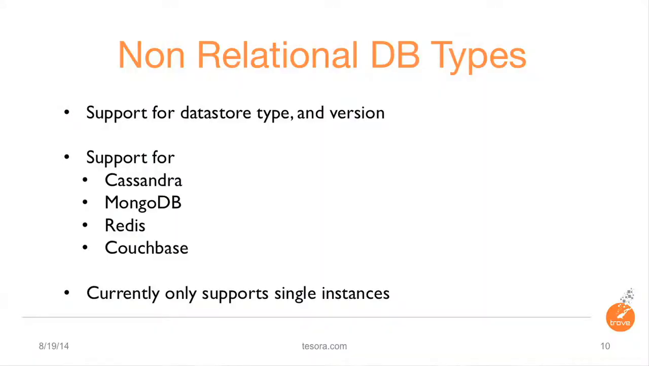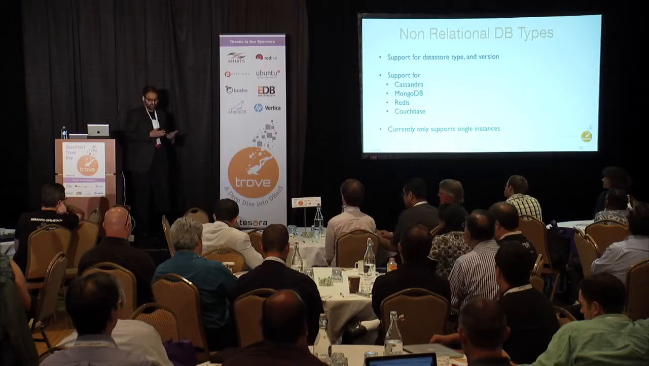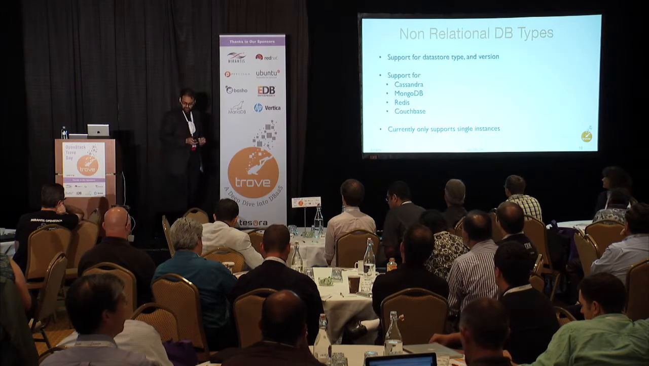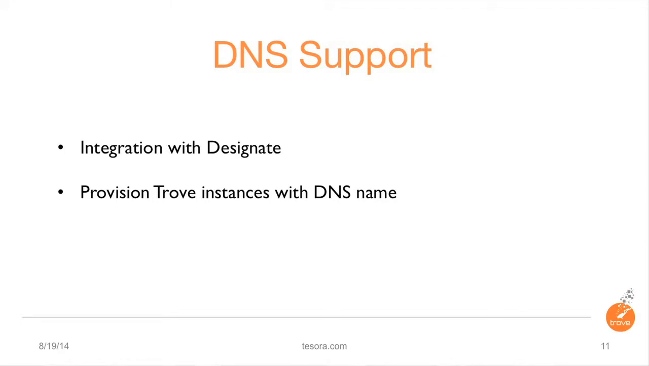So in Icehouse, we added support for non-relational database types. Now Trove has a concept of a datastore type and version. We added some initial support for non-relational DBs like Cassandra, Mongo, Redis, and Couchbase. Currently, this non-relational DB support only supports single instances, and we don't support clusters in Trove currently, but that's work in progress, and the folks at eBay have been making good headway into that. There's a whole session around that discussion that we're going to have as part of the mid-cycle meetup as well.